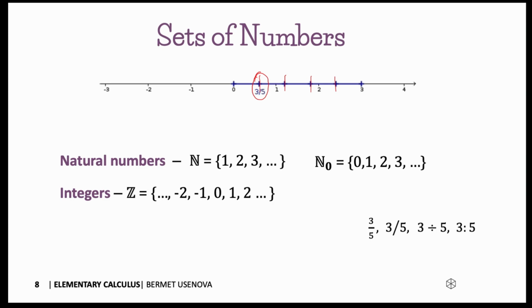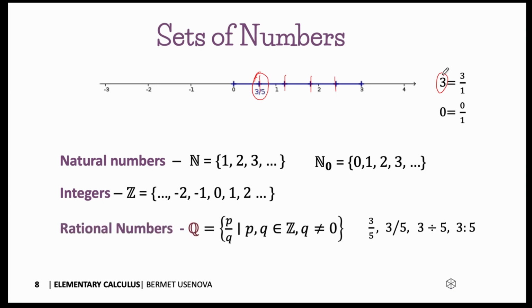Important to mention that integers, including 0, we can also write in fraction form. For example, if we take 3, we can just rewrite it as a fraction, 3 divided by 1. Or 0, we can say 0 divided by 1. So in this case, we can rewrite natural numbers and integers as fractions. And there is a set that includes all possible fractions of two integers, and this set is called rational numbers and denoted by letter Q.